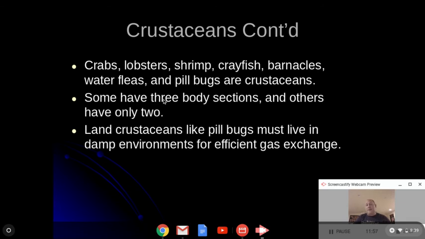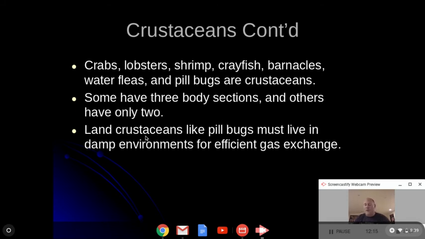Most have, some have 2 body segments, some have 3. So we know some crustaceans are going to have that abdomen and the cephalothorax region, whereas some of the crustaceans will have a complete head, a complete thorax, and a complete abdomen. And then we do have some crustaceans.